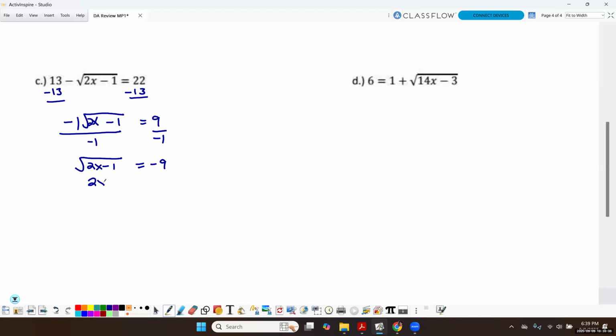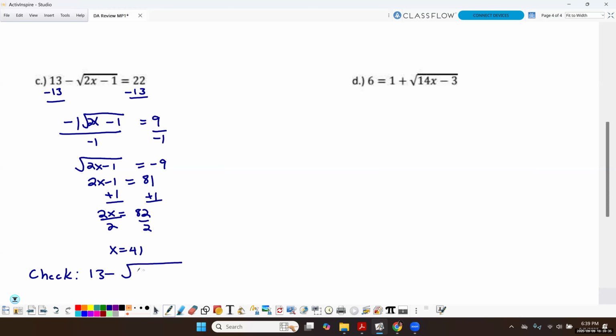Now I'm going to get rid of the square root by squaring both sides. Square the root, it goes away. Square the -9, it becomes 81. I'm going to add 1 to isolate the x. Always PEMDAS backwards. Always, always, always. We get 41. Let's give it a check.